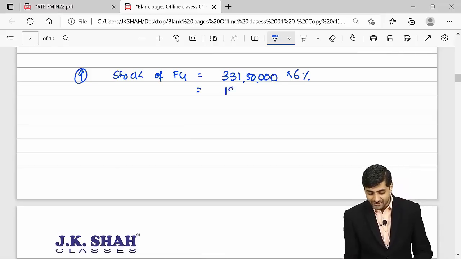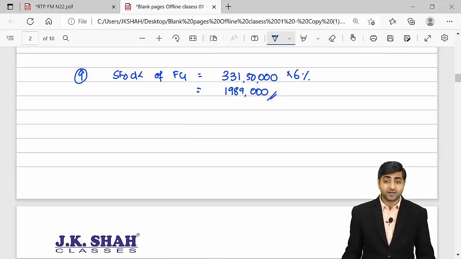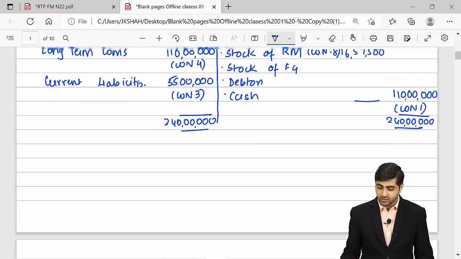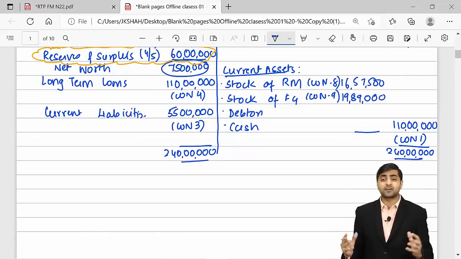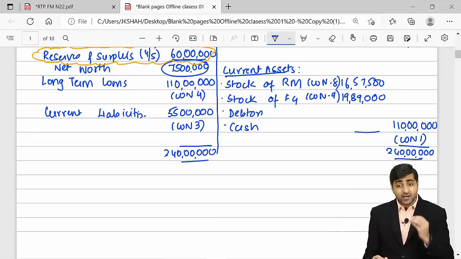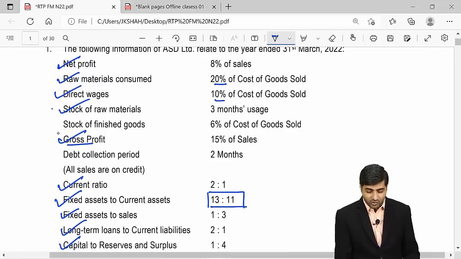So this will be 19,89,000. So that's your stock of finished goods, which I can substitute here, 19,89,000, and which actually comes from your working note number 9. So guys, slowly and steadily your breakup of current asset is also getting completed.